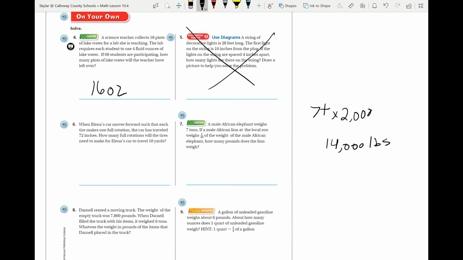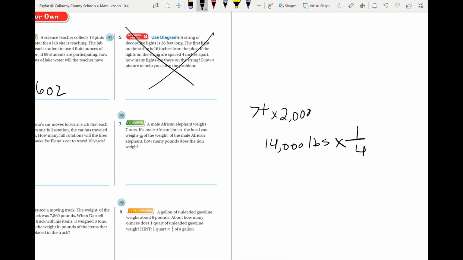If an African lion weighs 1/40th of that, then we need to find out what 1/40th of 14,000 is. So we'll multiply that times 1/40, which gives you 14,000 over 40. And I bet you already knew that we will have to divide that. We've got to simplify it.